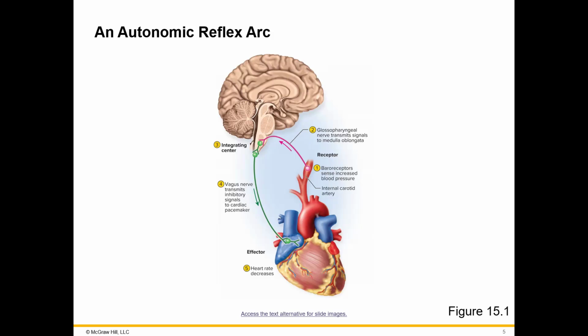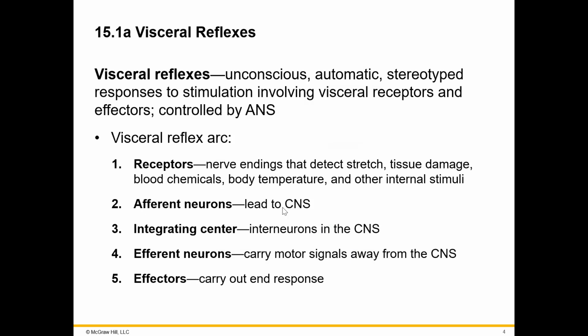The next step is the glossopharyngeal nerve transmits the signal to the medulla oblongata. What does that mean? What is the glossopharyngeal? It is the input, because it carries from the baroreceptor to the medulla oblongata. Okay. And then the medulla oblongata in the brain, what does that make it? Here, the afferent neuron was the glossopharyngeal, right? The receptor was the baroreceptor. Who was our receptor here? It was this, the baroreceptor.